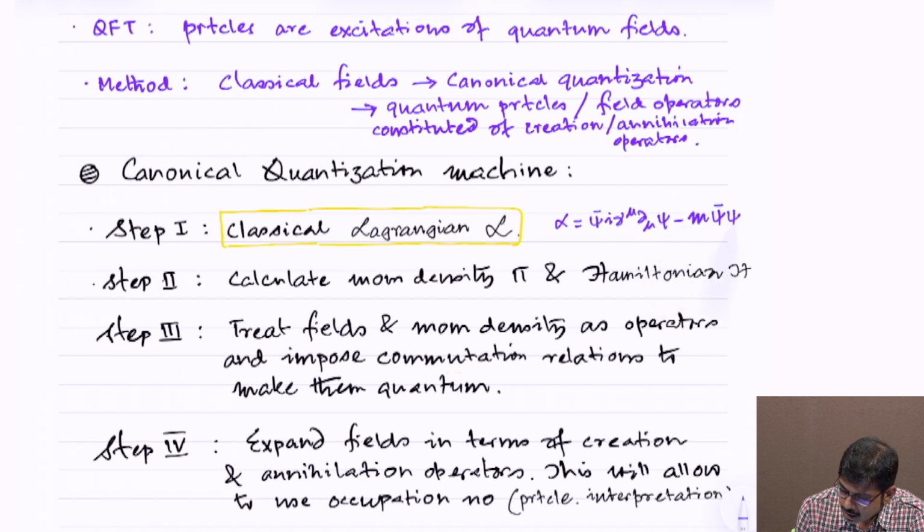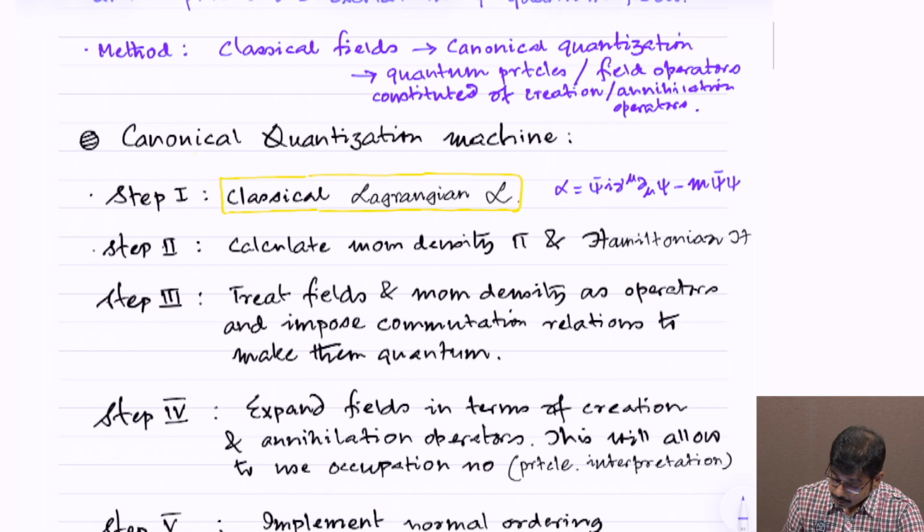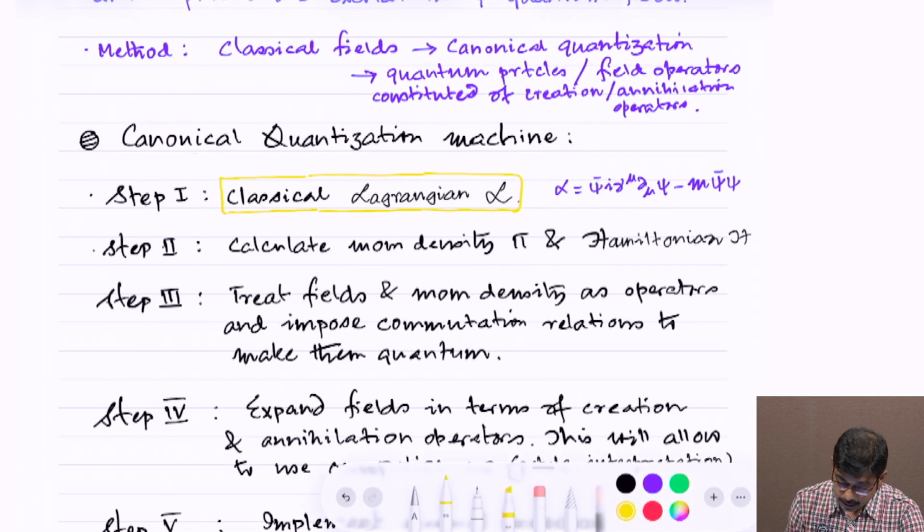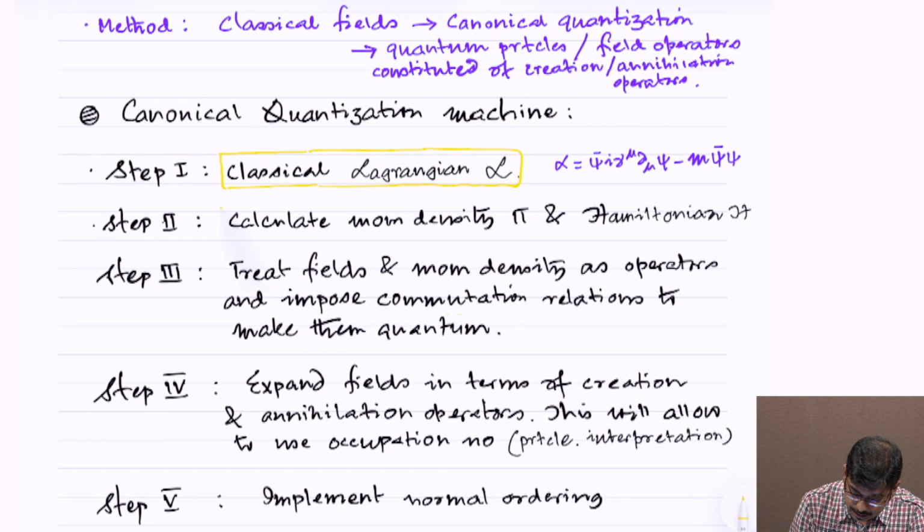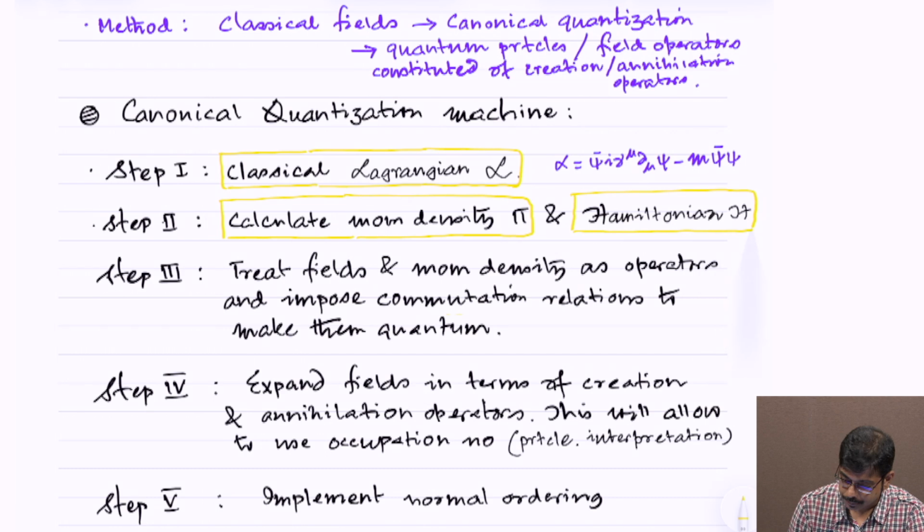So, here psi is basically the fermionic field with which we have constructed what we call the classical Lagrangian. Now, the second step is essentially to calculate the momentum density pi, and from that momentum density pi we can construct something called pi naught, and then we can actually form the Hamiltonian H. Okay. So, this is what we have to do.